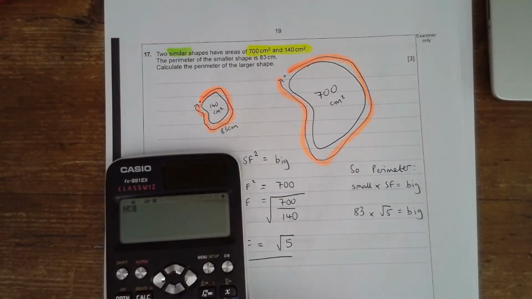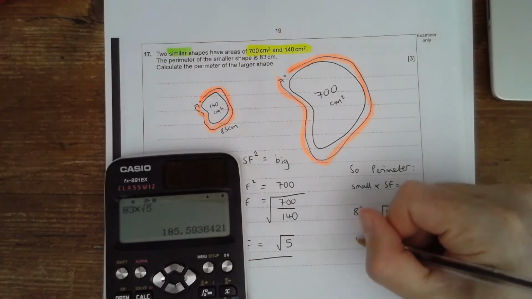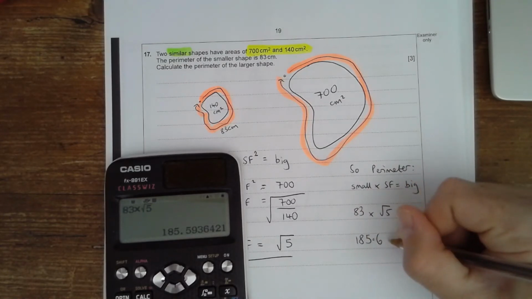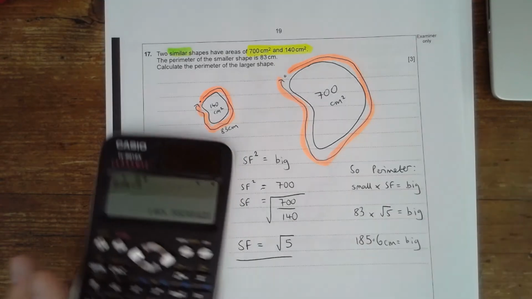So we put 83 times root 5 equals, estimate to get 185.6, and that would be centimeters for the big perimeter. Okay.